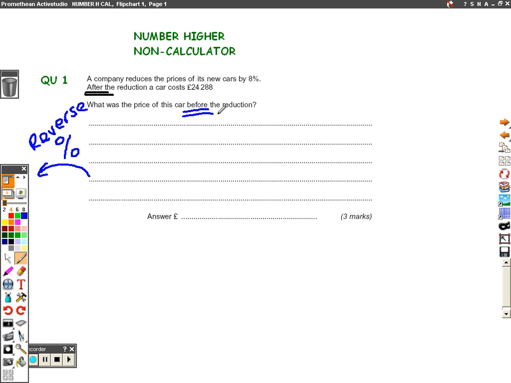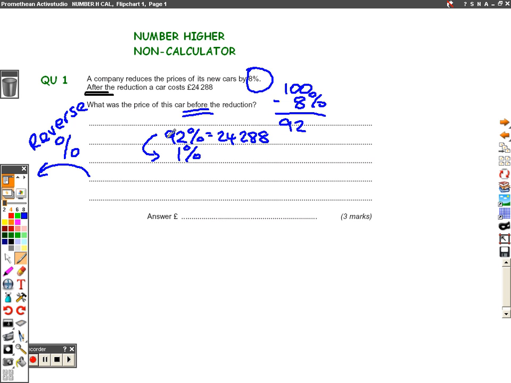So we had an 8% reduction, which means 100, take off your 8% reduction, 92%. So the price we're looking at is 92% is equal to 24,288. We take that down and we find 1% by dividing 92 divided by 92 to give you 1. So do the same with the other side, so divide that by 92. When you do that, 1% is equal to 264, but we don't want 1%, we want 100%. So 100% times it up by 100 to give you 26,400.